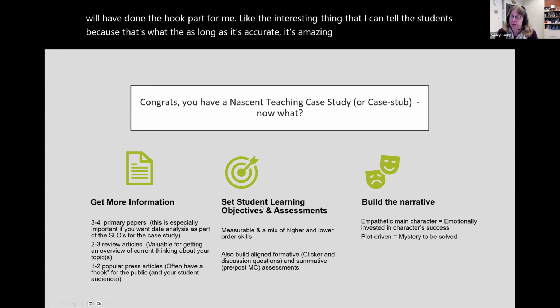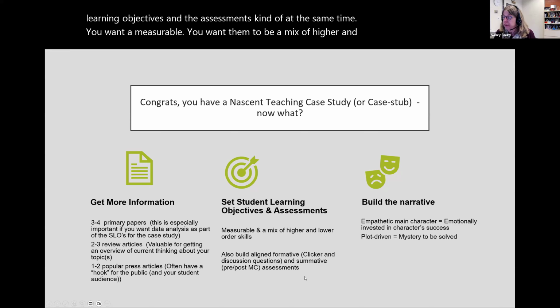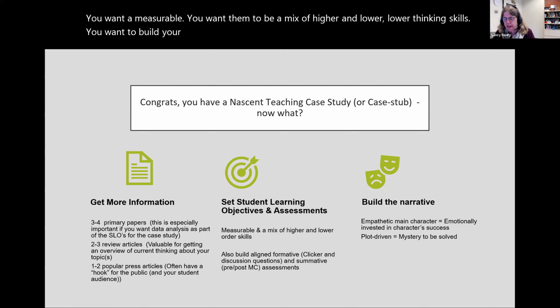And then you set the student learning objectives and the assessments at the same time. You want them measurable. You want them to be a mix of higher and lower thinking skills. You want to build your formative and summative assessments at the same time as you're building this out.